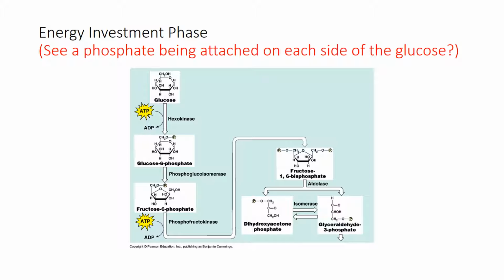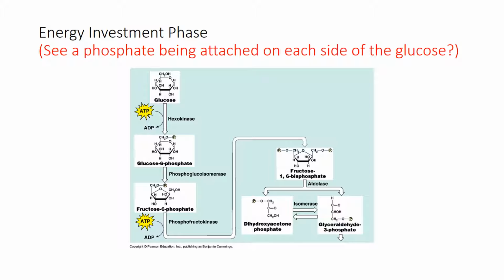So then we come to our second energy investment, and we're using the enzyme phosphofructokinase. There's that kinase once again, and it's adding a second phosphate to the fructose 6-phosphate. So now we have fructose 1,6-bisphosphate. The numbers just mean which carbon it is, and the bi means 2. That's going to make this molecule very unstable, and it's going to cause it to break in half, and it's going to make glyceraldehyde 3-phosphate and another one called dihydroxyacetone phosphate.